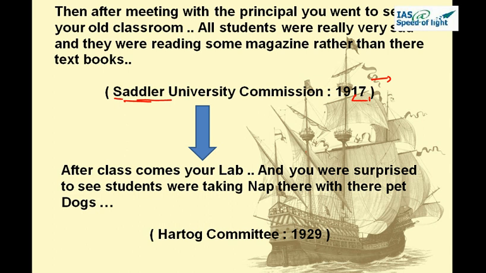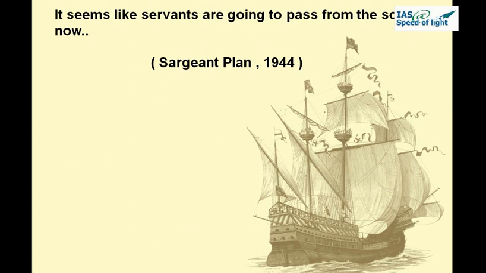So what we want to remember here is, dog is Hartog Committee, and the year is 1929. NP is NAP. It seems like now servants are going to pass from this school. If students are not studying at all, then we can hope only servants will pass from this. So servant, we get Sergeant Plan in the year 1944. So just have a recap now.